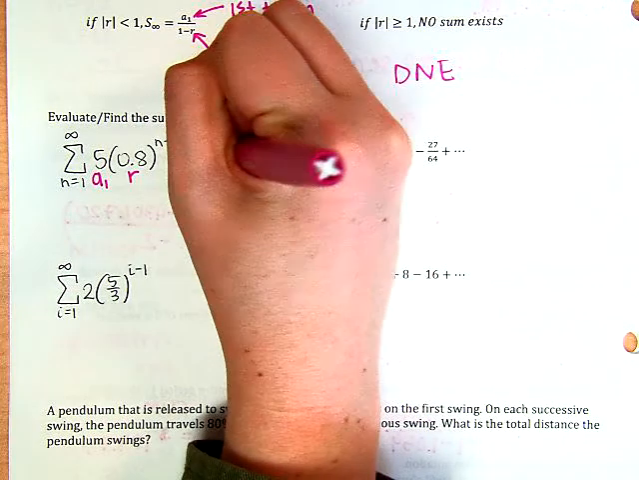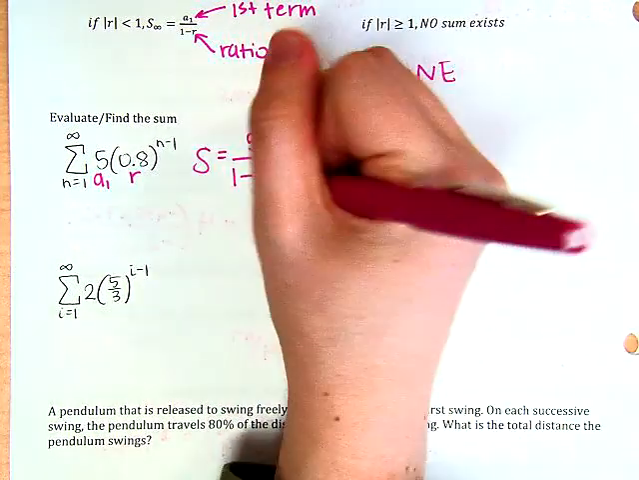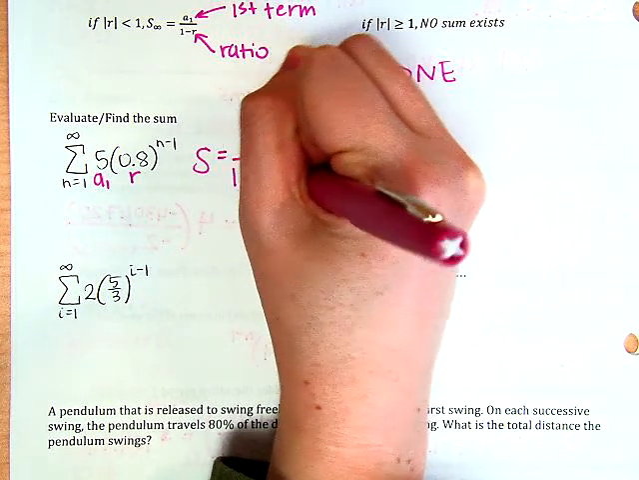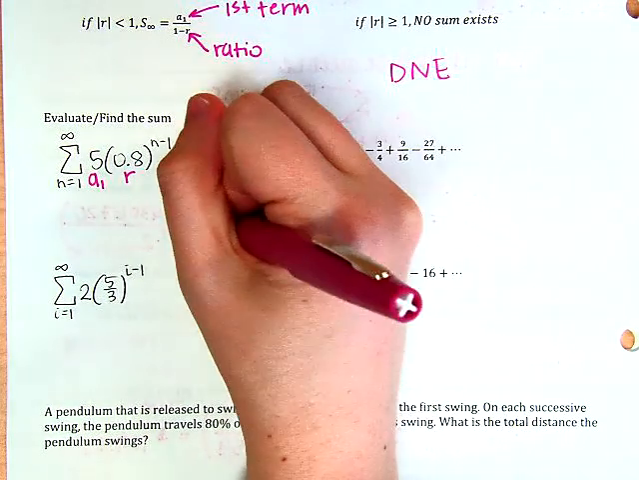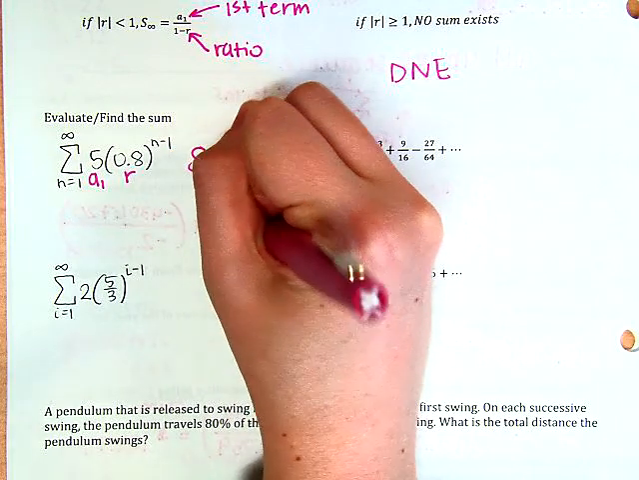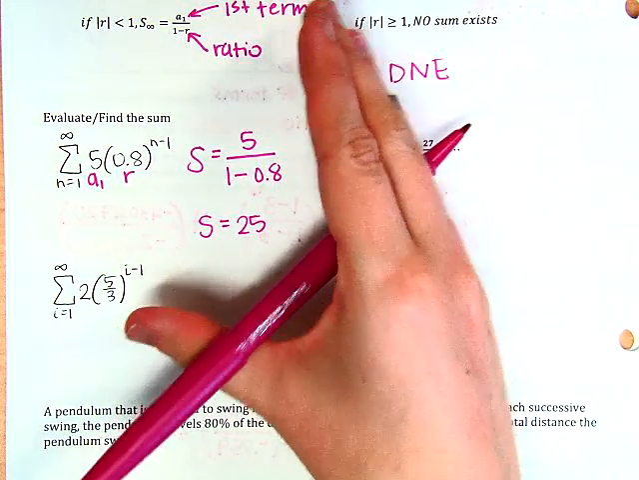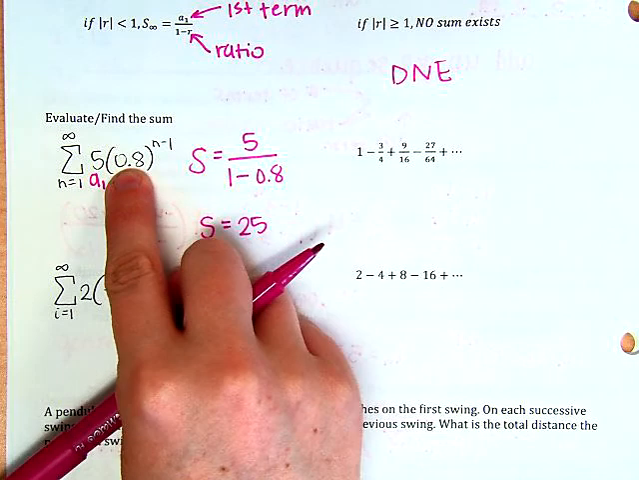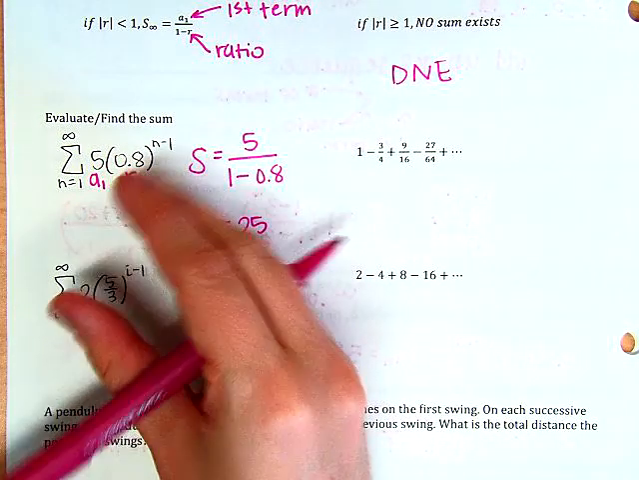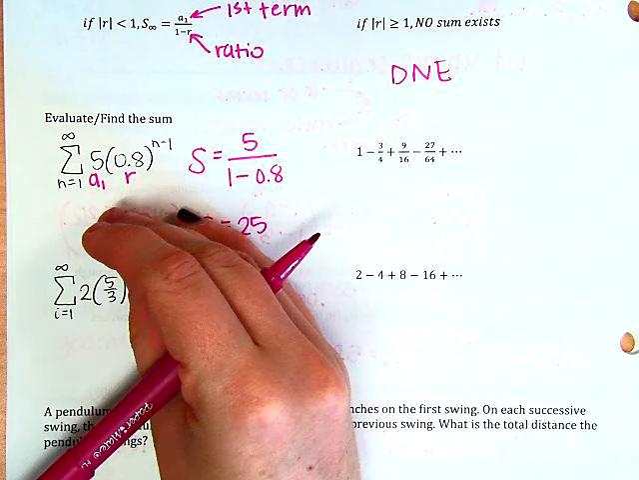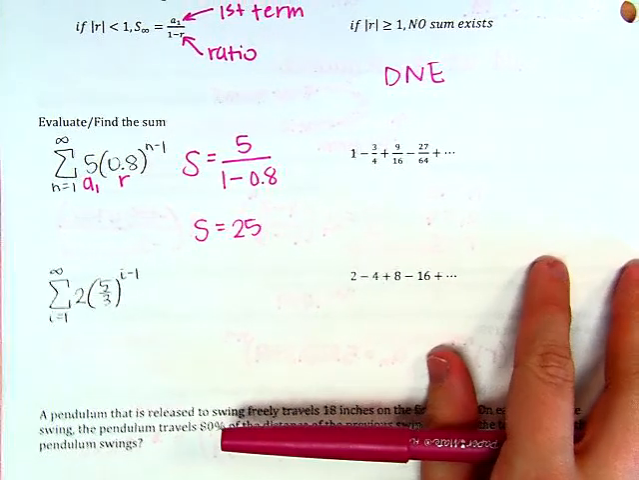So my sum would be my first term, 5, over 1 minus my ratio, which is 0.8. And when I plug that into my calculator, my sum should be 25. And it makes sense because it's getting smaller each time, because it's less than 1. So it's getting smaller. So your numbers eventually are going to get really, really close to 0 and add up to be that.